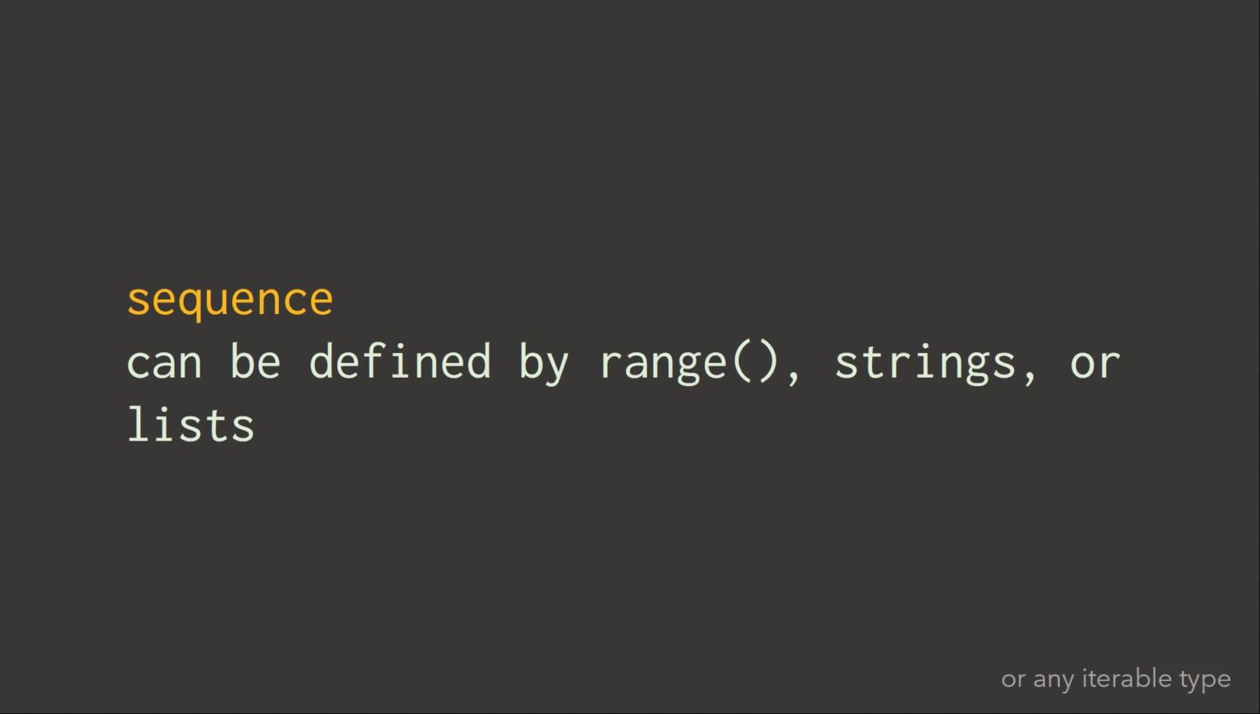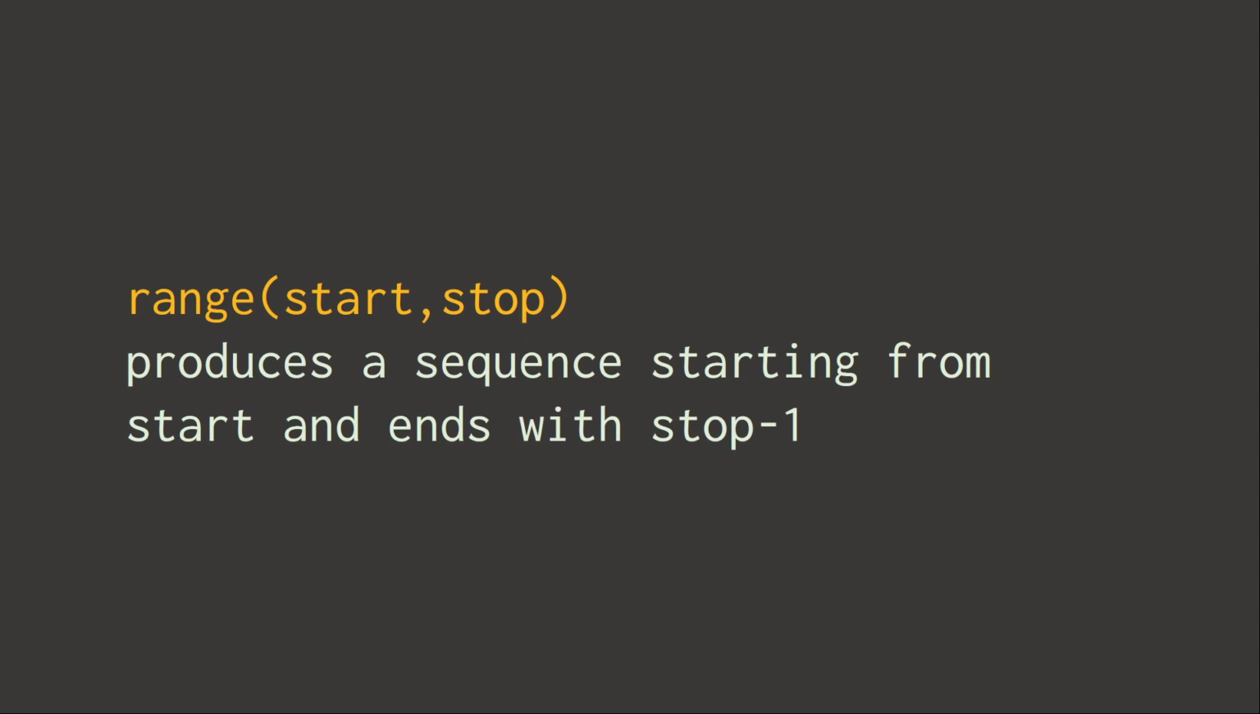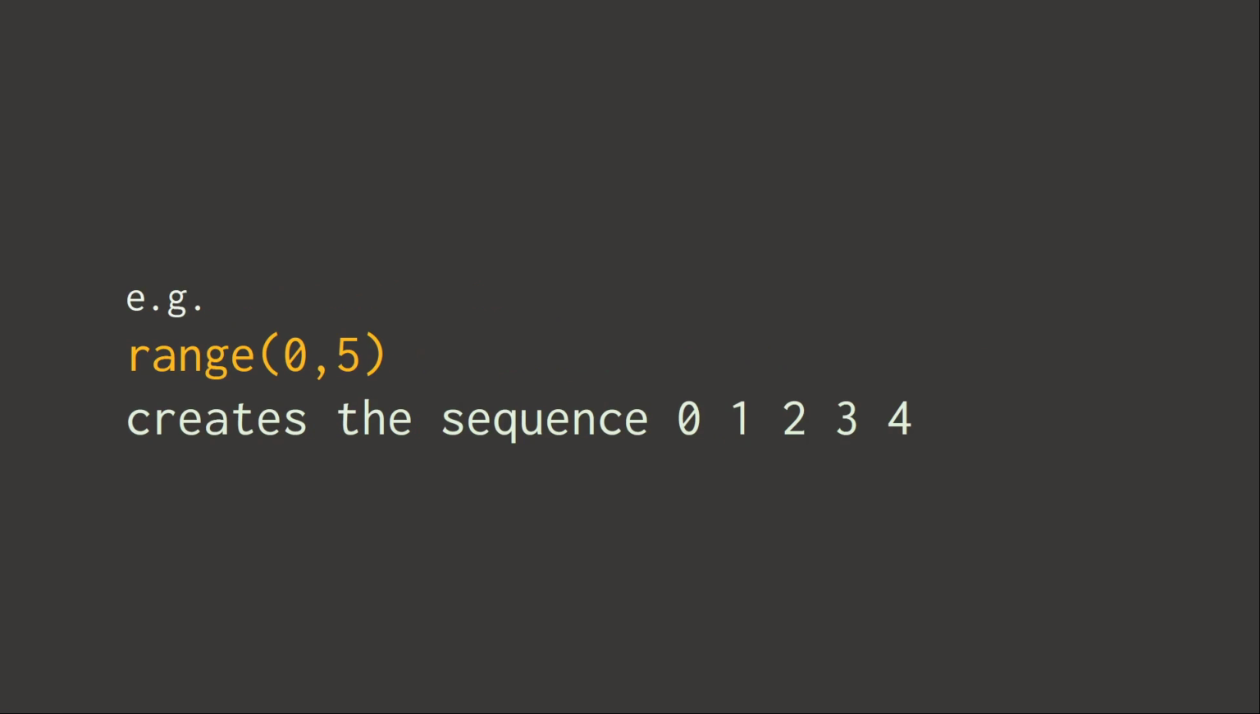Sequence can be defined by range, strings, or lists. For now, we'll primarily use the range function. Range has two default parameters, start and stop, and it produces an integer sequence starting from start and ends with stop -1. For example, range(0, 5) will create the sequence 0, 1, 2, 3, 4.